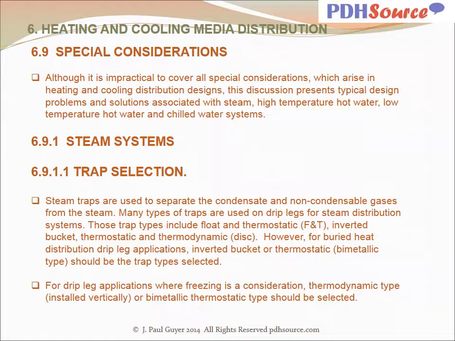Many types of traps are used on drip legs for steam distribution systems. Those trap types include float and thermostatic, inverted bucket, thermostatic, and thermodynamic. However, for buried heat distribution drip leg applications, inverted bucket or thermostatic bimetallic type should be the trap type selected. For drip leg applications where freezing is a consideration, thermodynamic type installed vertically or bimetallic thermostatic type should be selected.